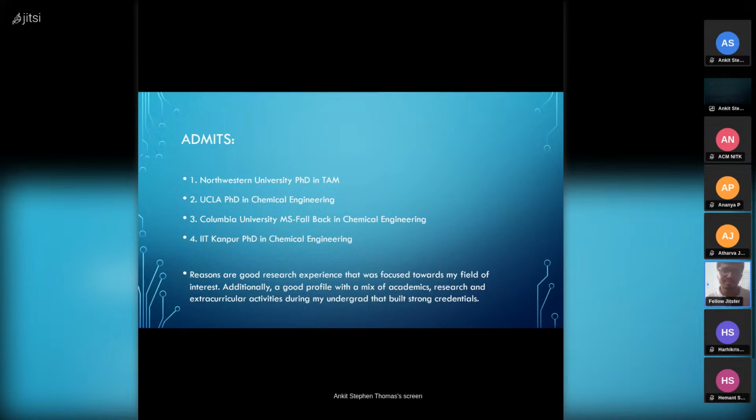They usually have a follow up kind of a system wherein they follow you up with multiple emails stating the status of your application. Ultimately I got an MS admit since I didn't meet the requirements for a PhD, and I got an admit from IIT Kanpur as well for the PhD program in chemical engineering.